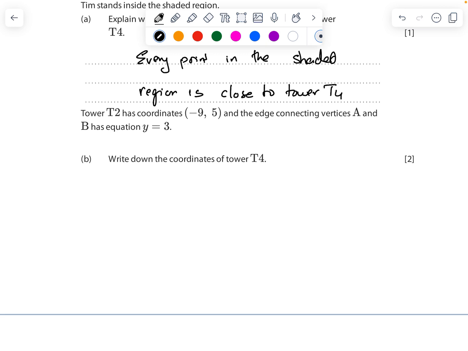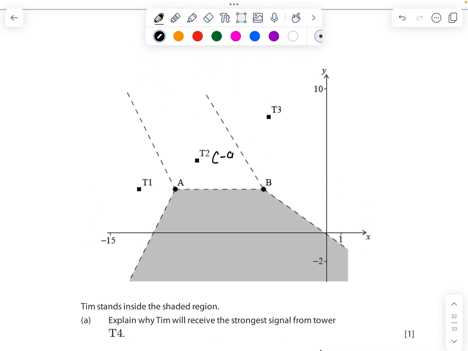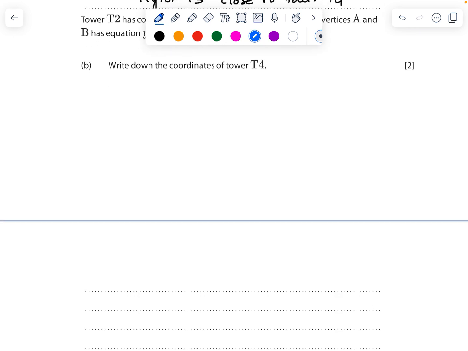T2 has the coordinates (-9, 5), and y equals 3 is the perpendicular bisector. If the perpendicular bisector is horizontal, it means T4 should be exactly below T2. It also should have the same x coordinate. Now we know that this distance should be 1.5, and what else is telling, this distance is 2. From 5 to 3 the distance is 2, so this distance also has to be 2. So 3 minus 2 is going to be 1, so it's going to be (-9, 1).